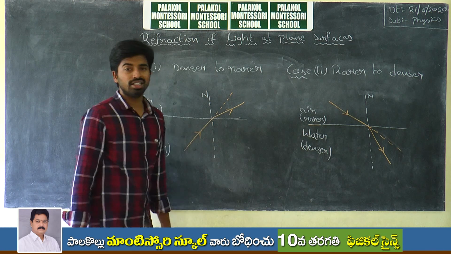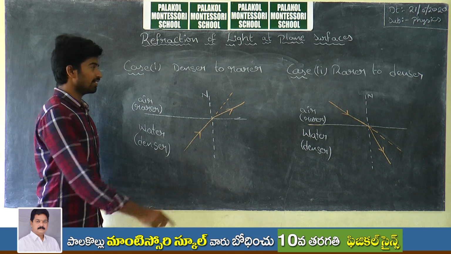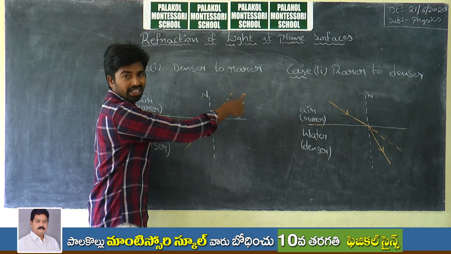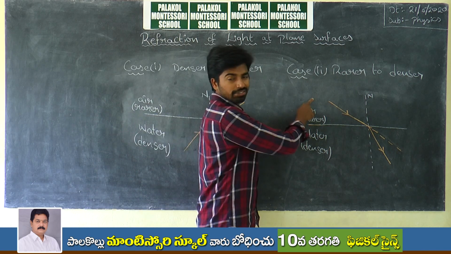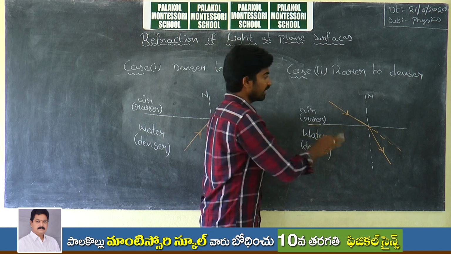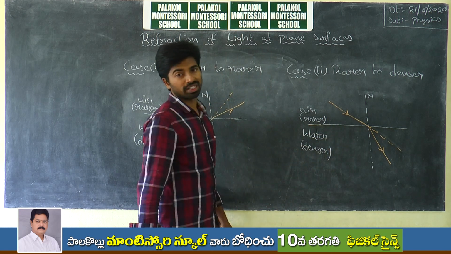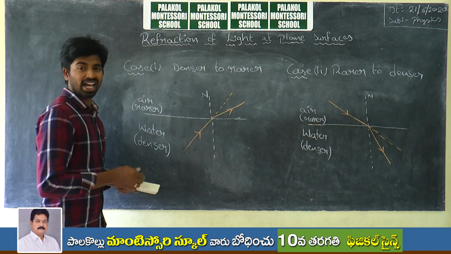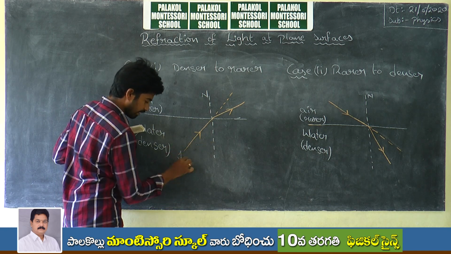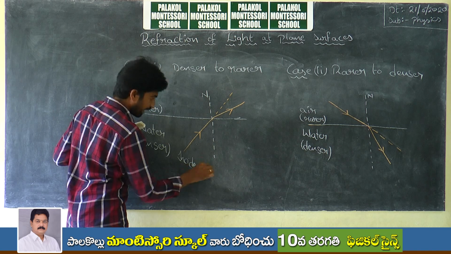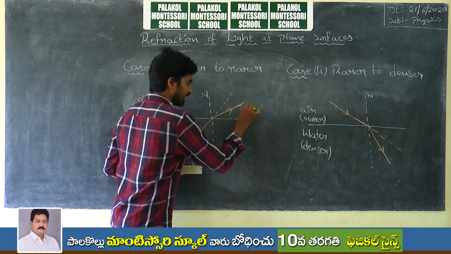This is the important point to remember: when light travels from denser to rarer, it will bend away from the normal, and when light travels from rarer to denser, it will bend towards the normal. Let us see what the angles are here. This is the incident ray, and this one is the refracted ray.